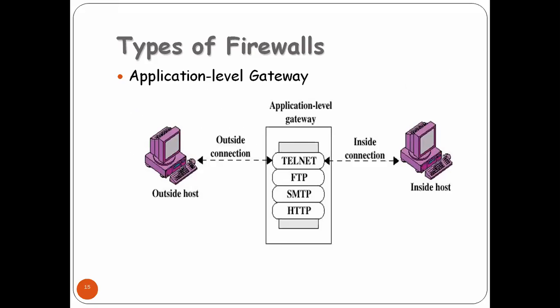Then the types of firewall. The next one is the application level gateway. Up to now we saw the packet filter gateway, packet filter routing, and the second one is the application level gateway. I already told you about the application layer functionalities, and some real services: Telnet, FTP (file transfer protocol), SMTP (simple mail transfer protocol), HTTP (hypertext transfer protocol). All those are provided by the application layer, in the OSI ISO model, the top level layer.